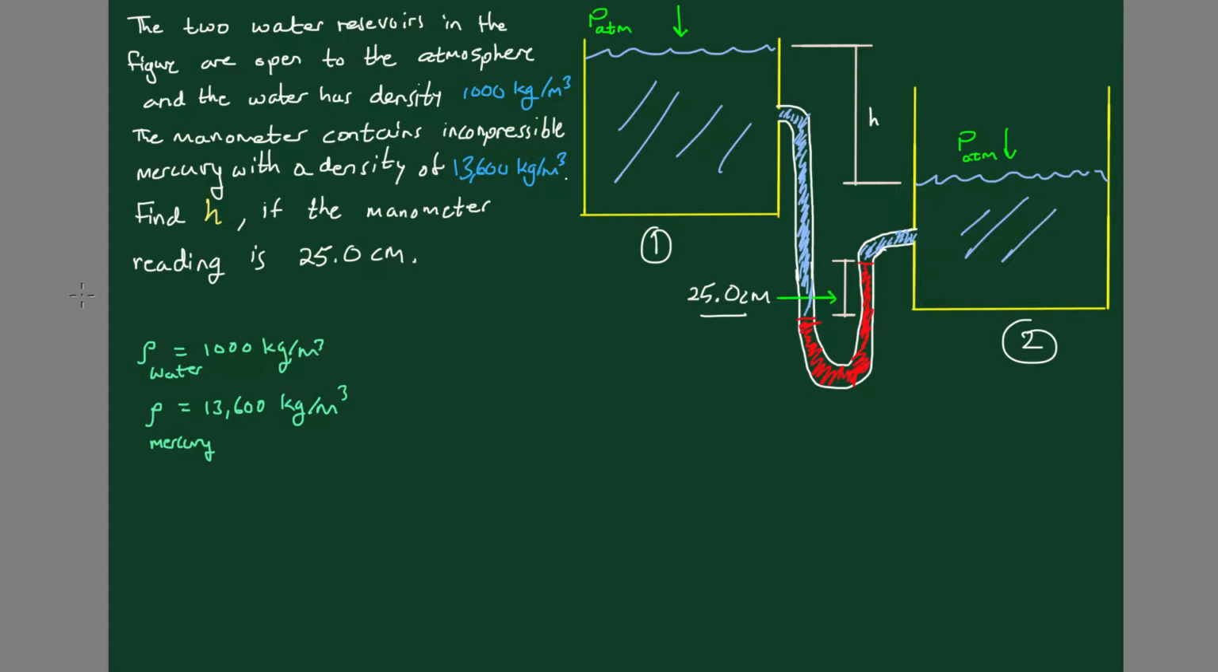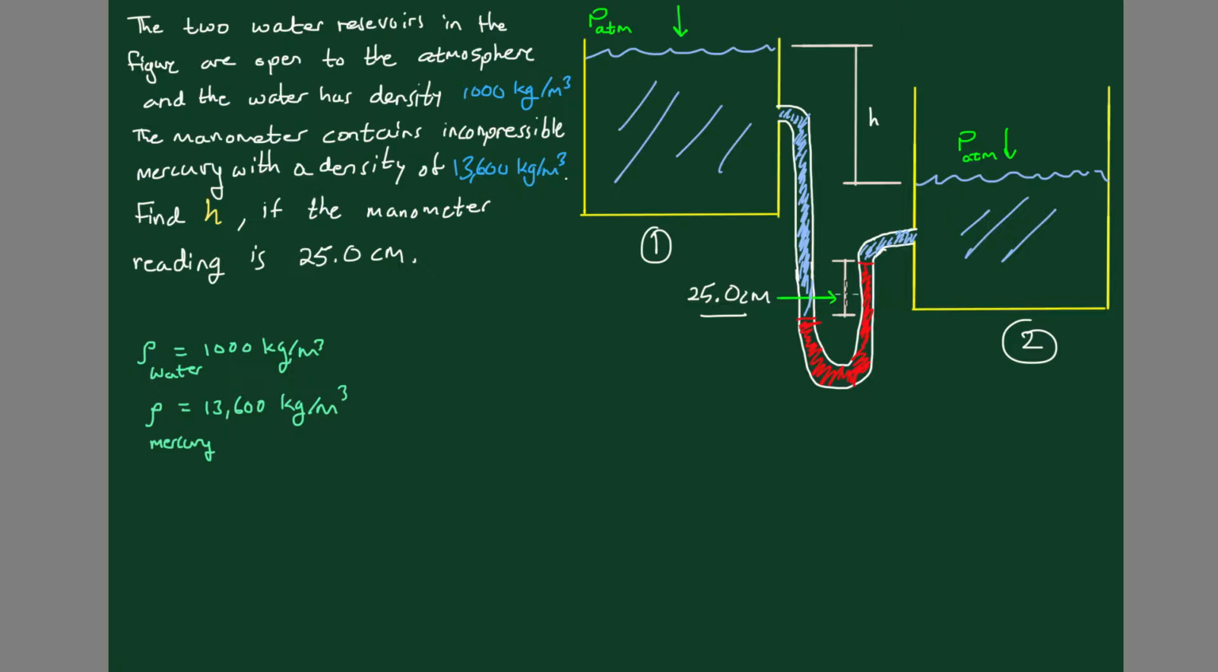Alright, so we're going to take a look at a really quick pressure problem. The problem reads: the two water reservoirs in the figure are open to the atmosphere and the water has density 1000 kilograms per cubic meter. The manometer contains incompressible mercury with a density of 13,600 kilograms per cubic meter. Find H if the manometer reading is 25 centimeters.